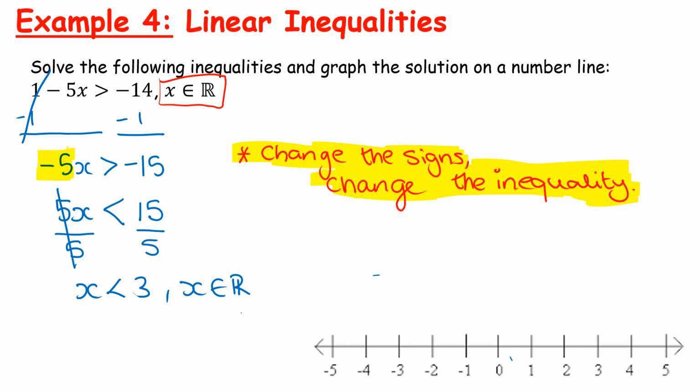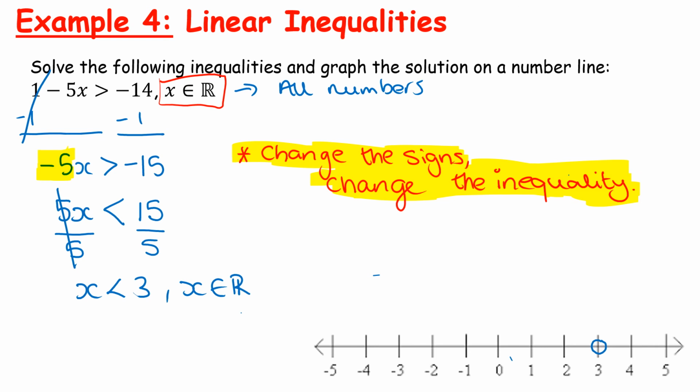Now, real numbers are all of our numbers, which means I want to make sure that the whole line is highlighted, because there's so many dots it starts to look like a complete line. Now, I do not want to include 3. So what we do when it's a real number is we do this empty circle. That is only when it's a real number, because if it is an integer or if it's a natural number, we just skip that number because we're only dealing with whole numbers.